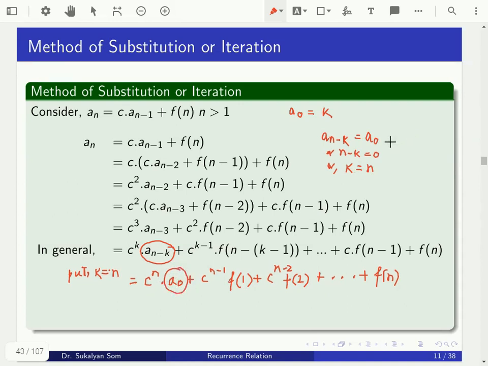In the next lecture, we are going to demonstrate this procedure with the help of an example.